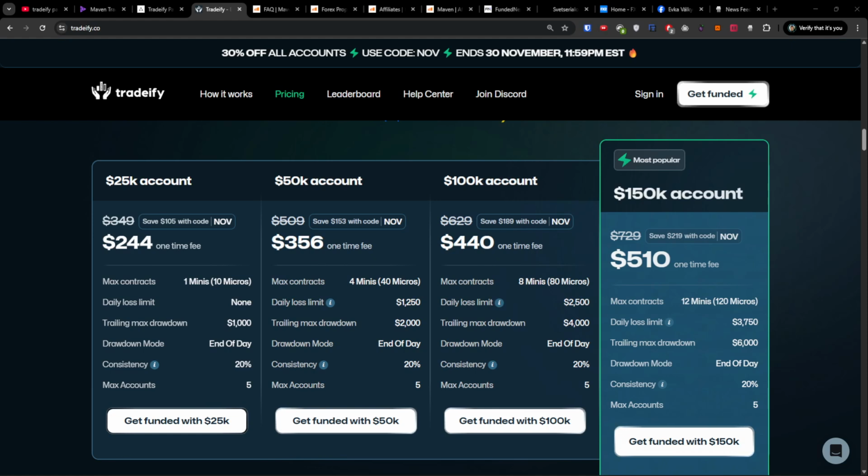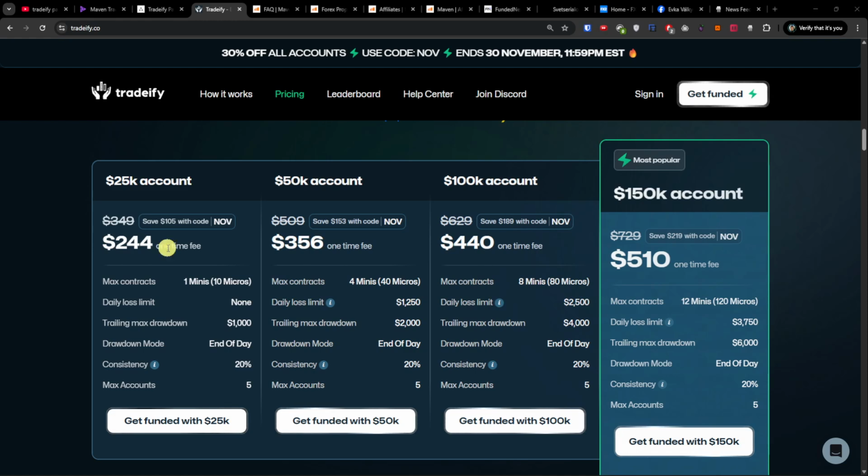you need to have 20% here for the consistency, which moves to 25% for payout 2 and 30% for payout 3. And then minimum trading days: 5 or more trading days must show a profit greater than, let's say you have a 50k account, it needs to be 100, 150 for 100k, and 200 for 150k.